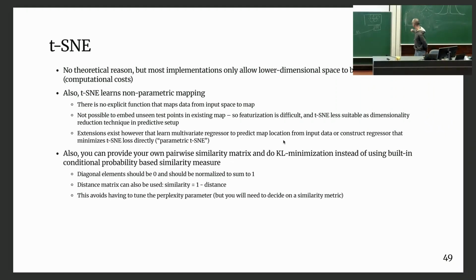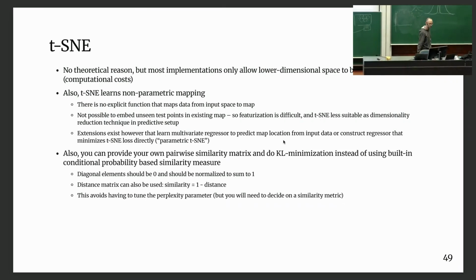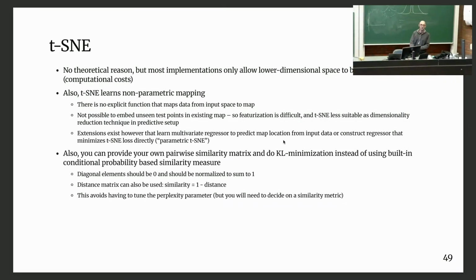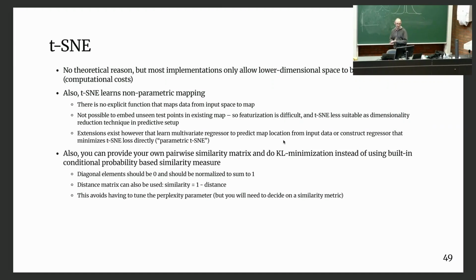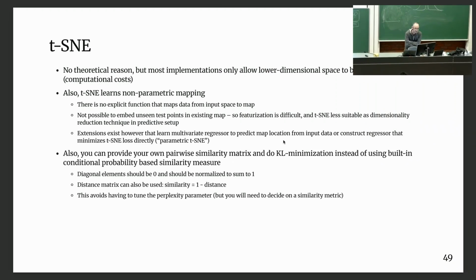We are just, these points are parameters. These are the ones that we are optimizing for, right? Effectively, the data points are our model. We don't learn how we can place a new point in this map. So it's not possible to embed unseen points in an existing map. That means this is less suitable as a technique that you would use in a predictive setup, because there you will have new instances that you need to place in that map.